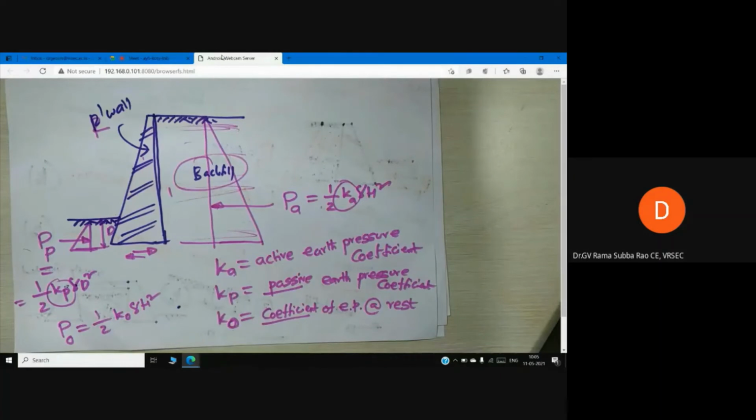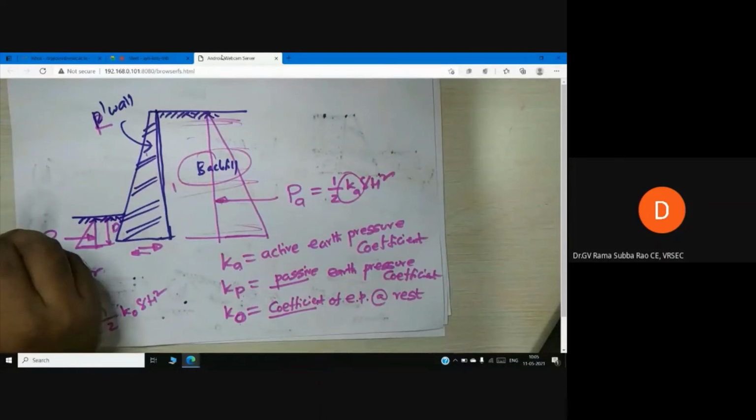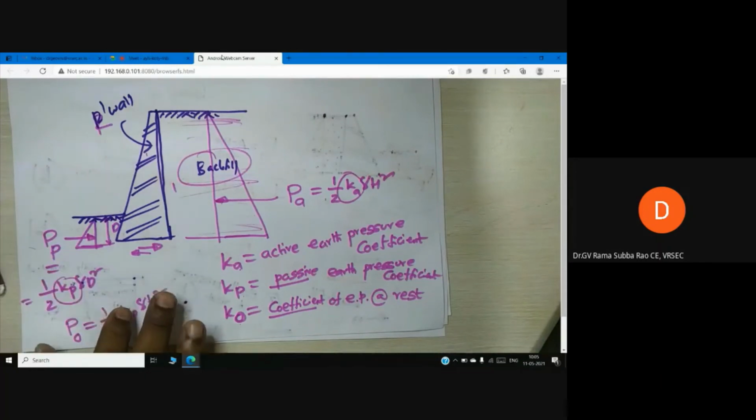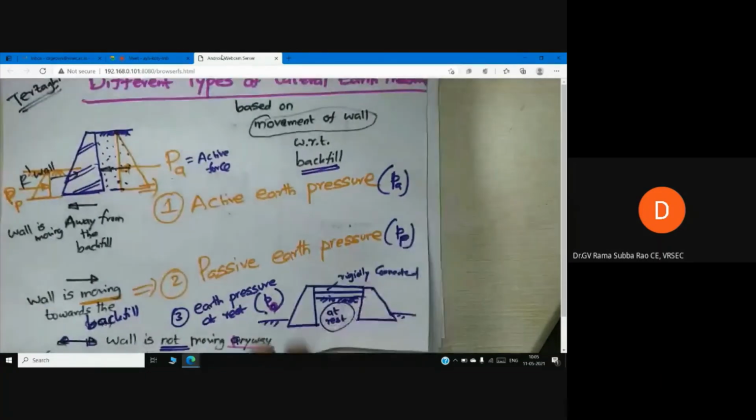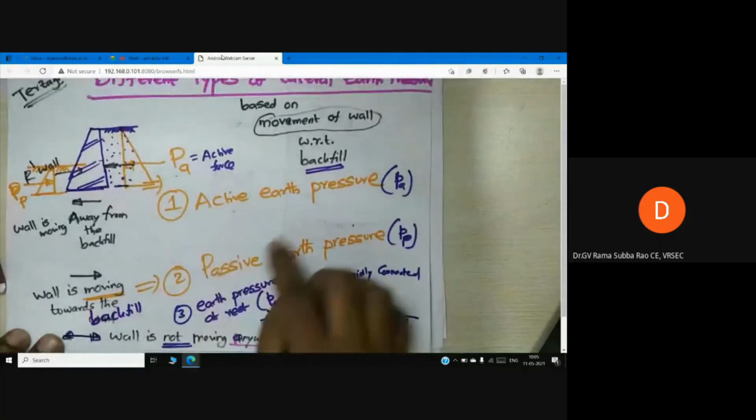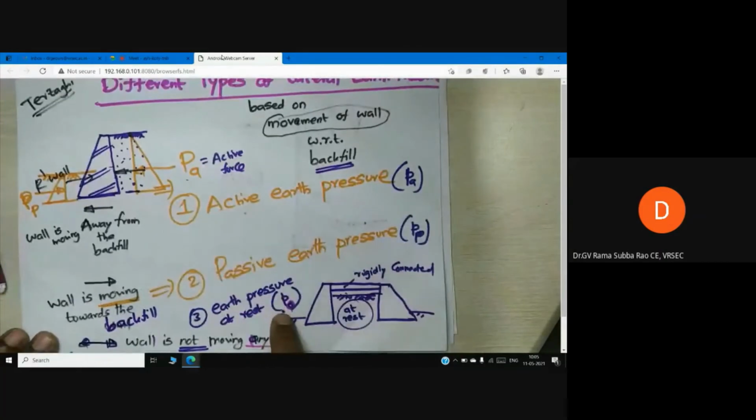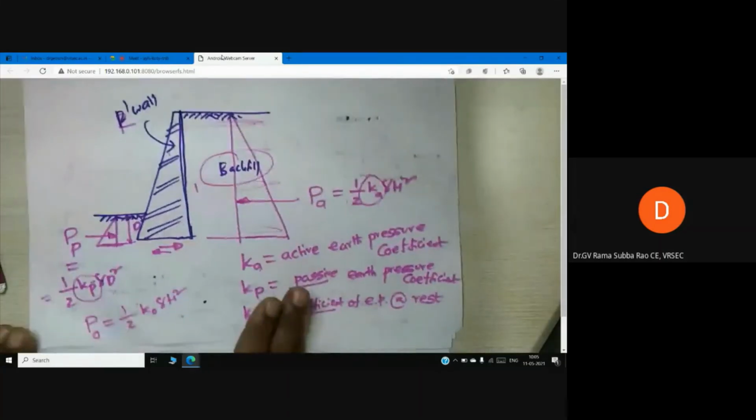So this is a detailed discussion about what is lateral earth pressure and what are the different types of lateral earth pressure. There are three types: one is active, second is passive, the third one is earth pressure at rest. I will give you an example, a condition where active force is exerting.